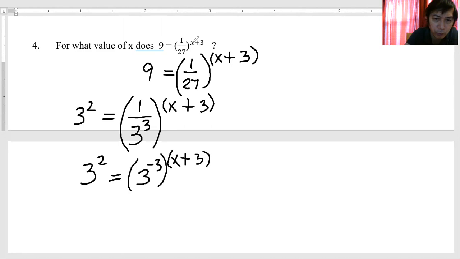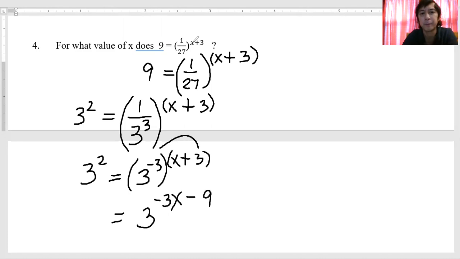Next line, we will multiply the negative 3 and the x plus 3 for the right side exponent. This will be negative 3x. The negative 3 multiplied by the 3, that's a negative 9. There. And the left side is the same.